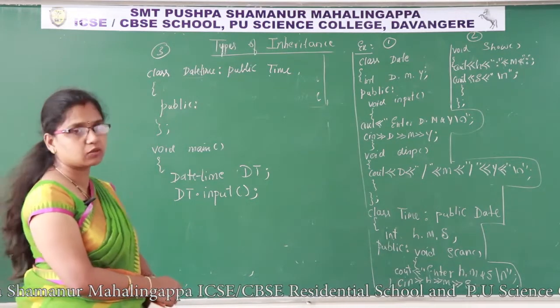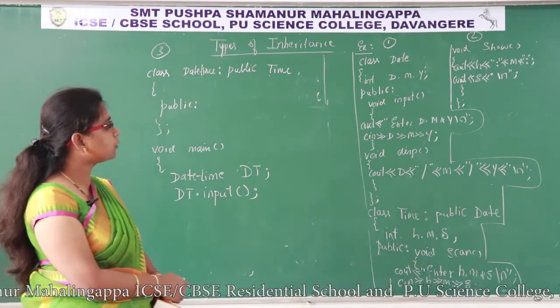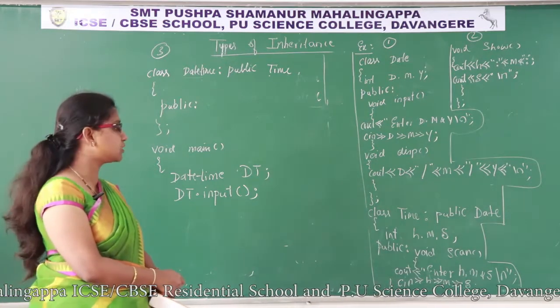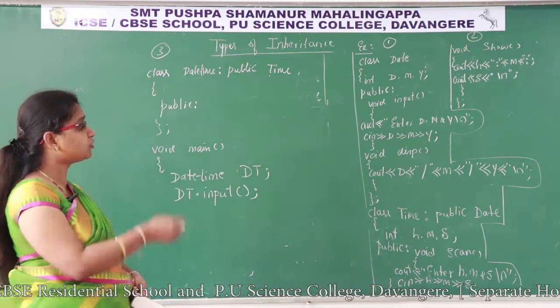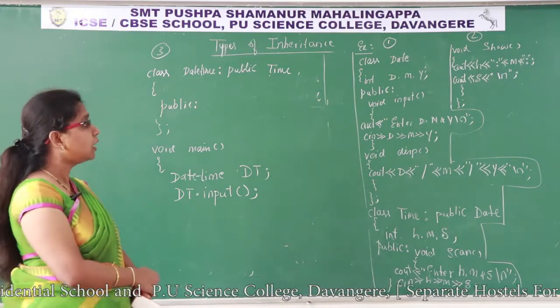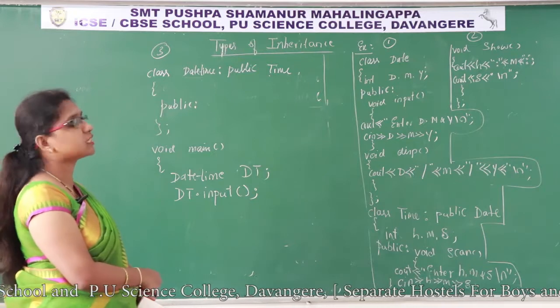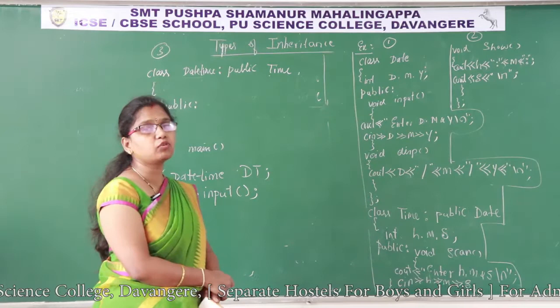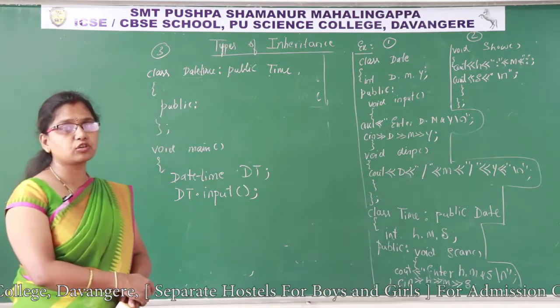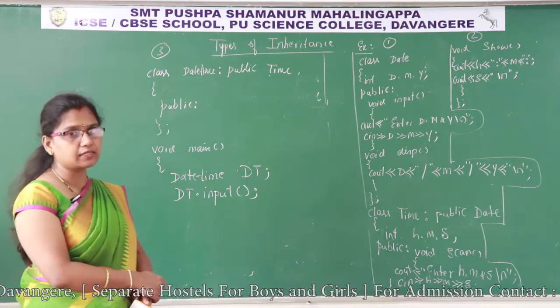They have gone to the class called Time. The Time class also has its own functions, 2 functions: scan and show. These 2 are the member functions of that particular class, the Time class. Along with these 2 functions, 2 more functions are there in that class, that is input function and display function. Total 4 functions are there in the public section of the derived class, that is Time class.